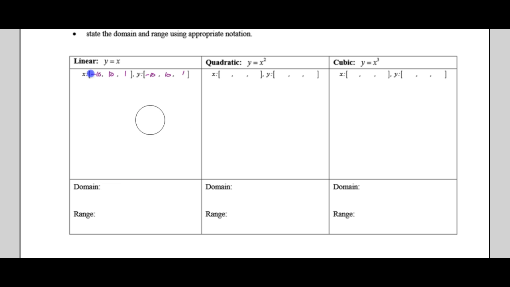My graph looks like this. There are arrows on both ends just because it does keep going in both directions. What's the domain?